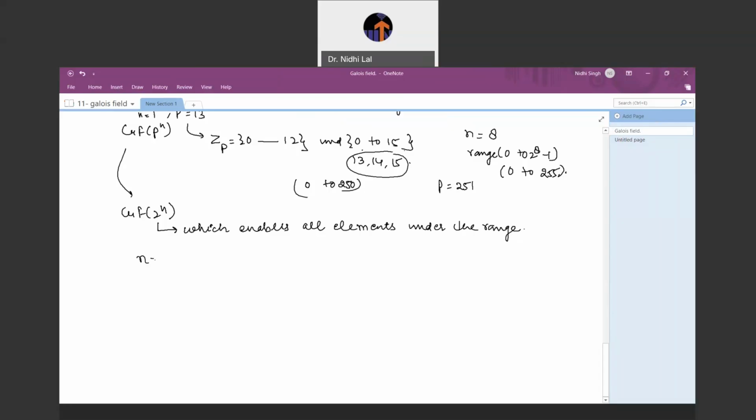Now suppose n equals 3, so GF(2^3). In the binary representation, how many elements are there? That is GF(8). If we talk about the binary representation, then we require only 3 bits. Then what are the elements? 000, 001, 010, 011, 100, 101, and so on.